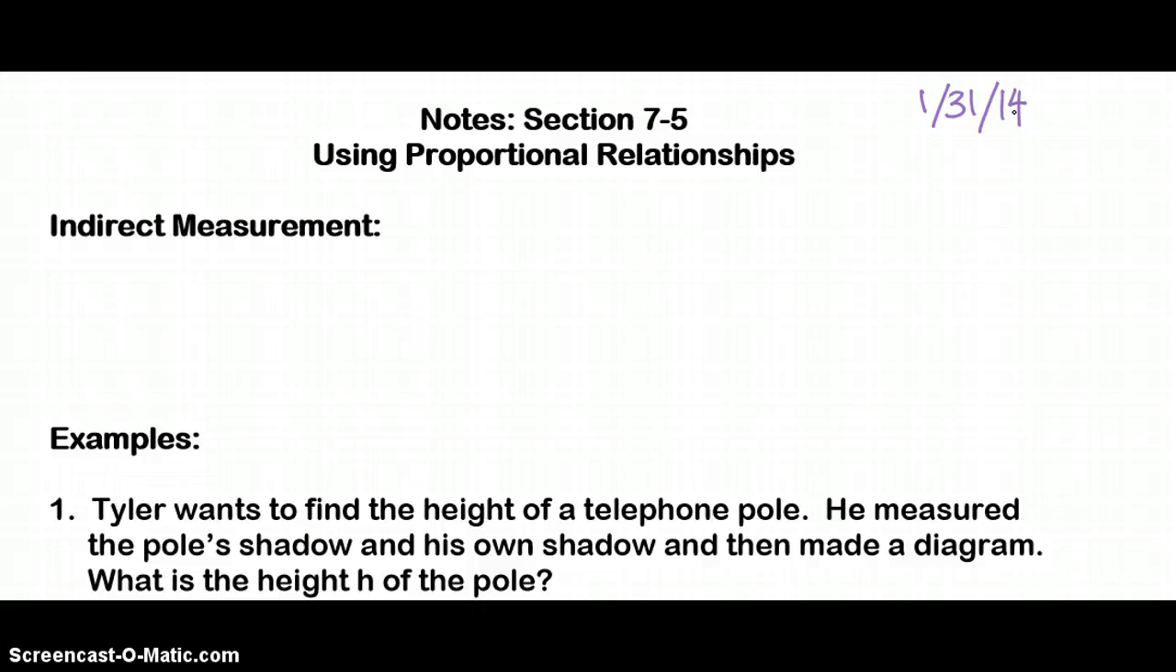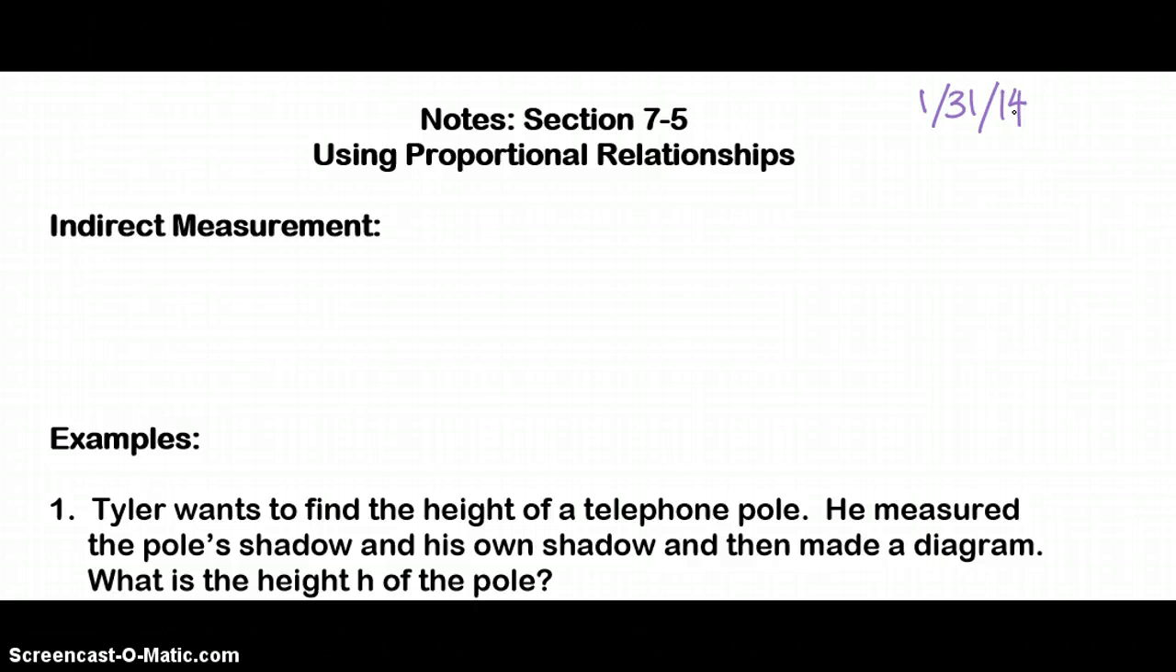So indirect measurement is used for measuring things like tall buildings, because you can't really climb on top of the building and then drop the measuring tape and go, hey Tom, what does it say at the bottom? So indirect measurement is used for that reason, to measure things that are impossible to measure with a measuring tape.